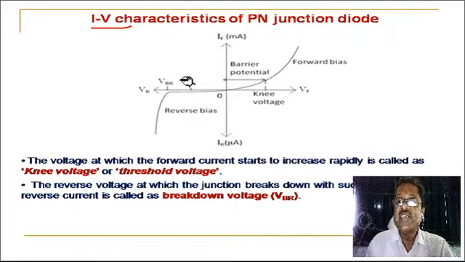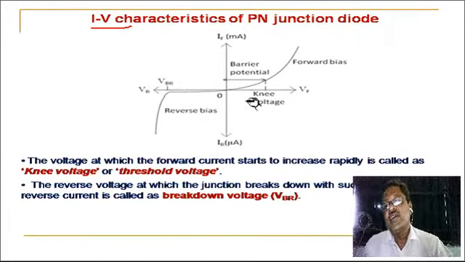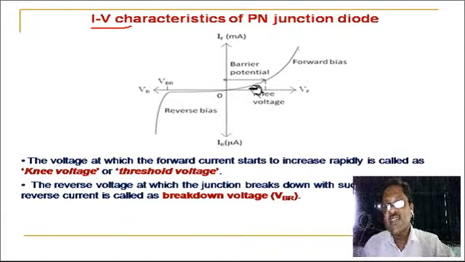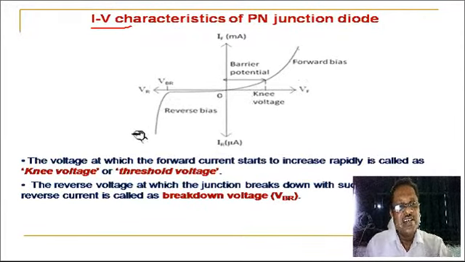So this is the explanation of the IV characteristics of a PN junction diode. This is the forward bias characteristics, and this is the reverse bias characteristics.